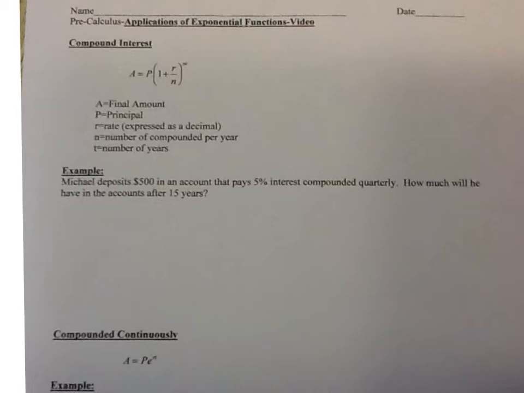A is your final amount, so that's the balance in the account. P is the principal, that's your investment. R is your rate. Your rate has to be expressed as a decimal, not as a percent. N is the number of times it's compounded per year. And T is the number of years.